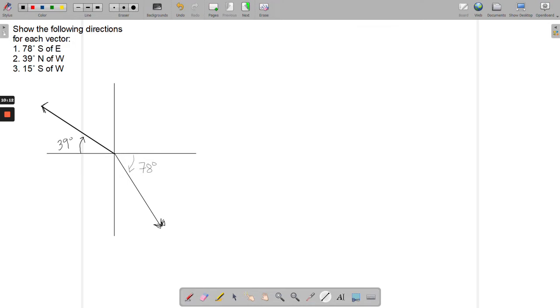Next, 15 degrees south of west. Our original vector is on the west line and it's going south 15 degrees. So that's our vector right here, and the angle is going down and it's 15 degrees. So this is the angle using the cardinal direction. How about let's try doing it with the counterclockwise from the east line.